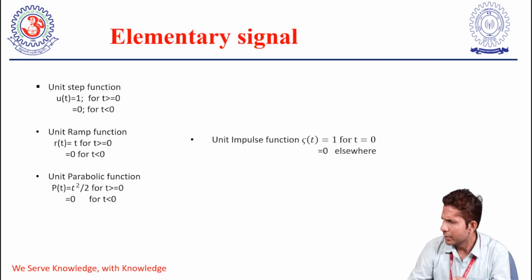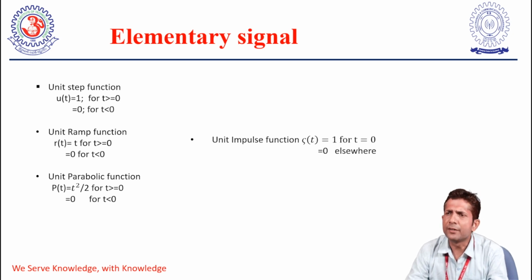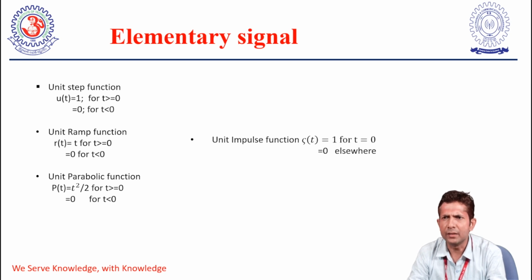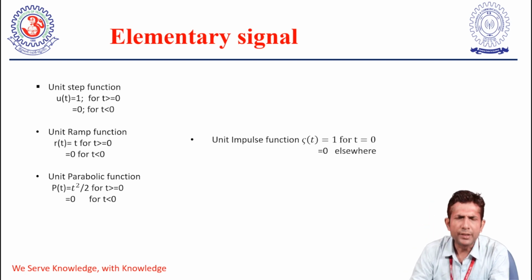Now, next we will understand the elementary signals. There are some basic types of signals which are used many times in any type of problems. You will see this type of signal very frequently. So you should know what the elementary signals are and how many types of signals there are. First of all, the basic signal is the unit step signal.